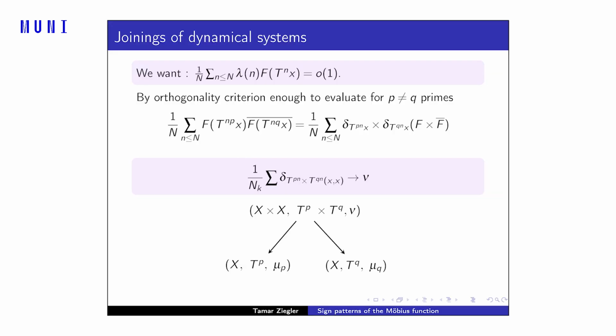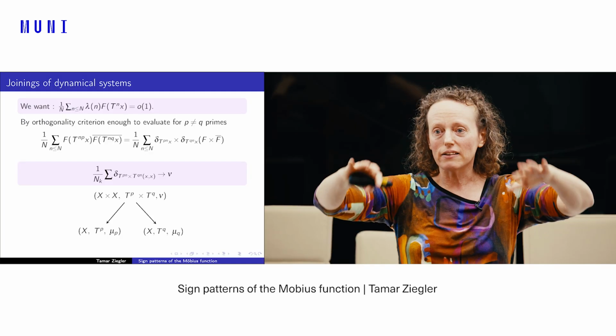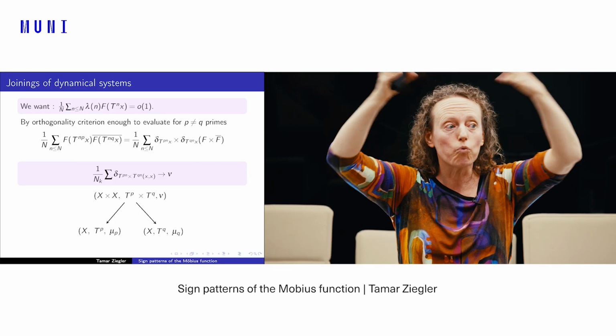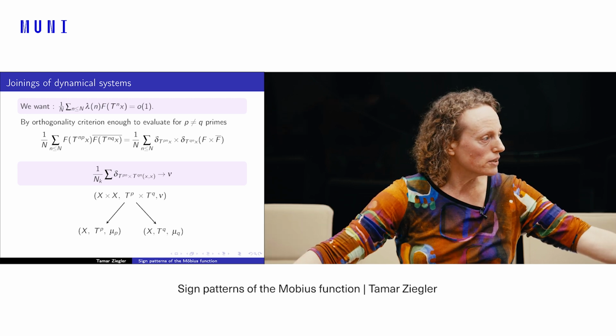This measure nu that I get is some measure on the product, on X times X. So I started with an arithmetic question, and I'm now in the situation where I have a product system, X times X, and a product map, T^p times T^q, and some measure, a coupling of these two systems in the way that if I project on one coordinate, I get the system of T^p, and if I project on the other coordinate, I get the system of T^q. And I'm trying to understand what are all the possible couplings of these two systems.